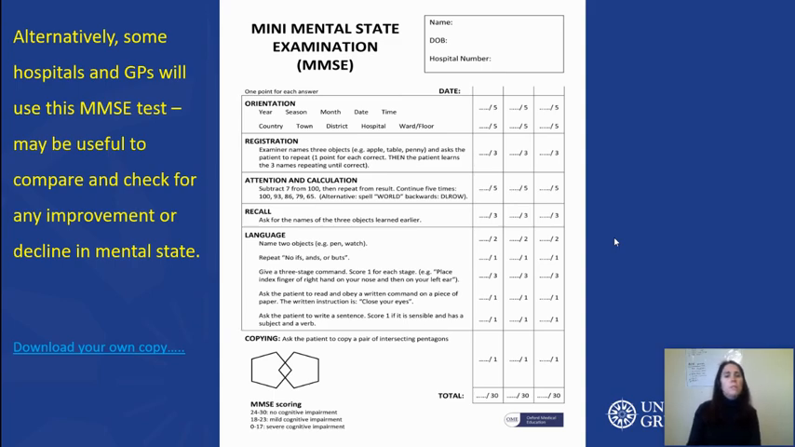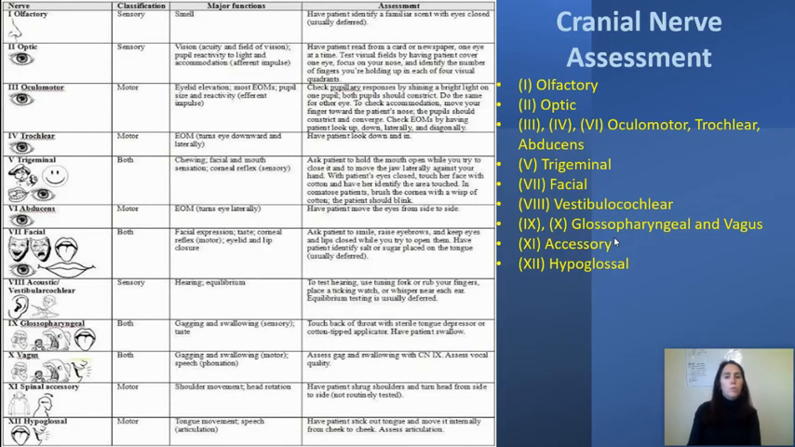Next, from the mini mental exam, we are going to move on to cranial nerve assessment. Now, I have put some other resources there for the cranial nerve assessment.